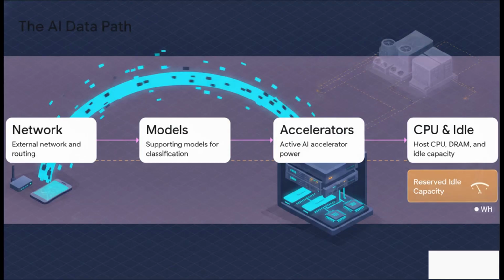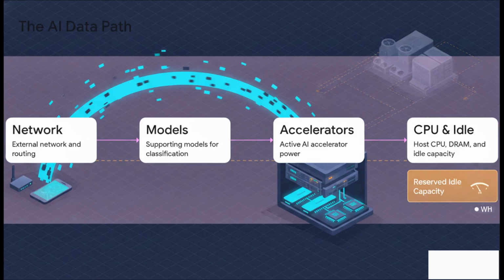Following the data path, your single request moves from the external network and app routing straight down into the server rack. And it doesn't just hit one magic brain. It triggers a whole sequence of events. It hits supporting models for classification, it activates the heavy-lifting AI accelerators for the actual processing, and it relies heavily on the host CPU and DRAM.